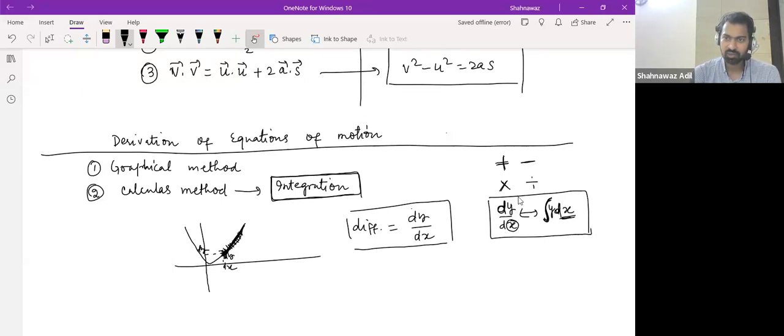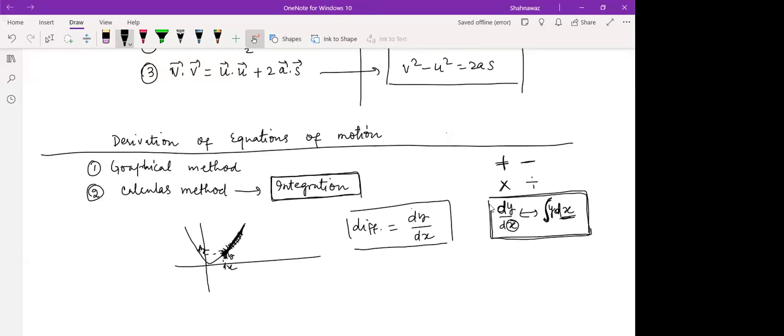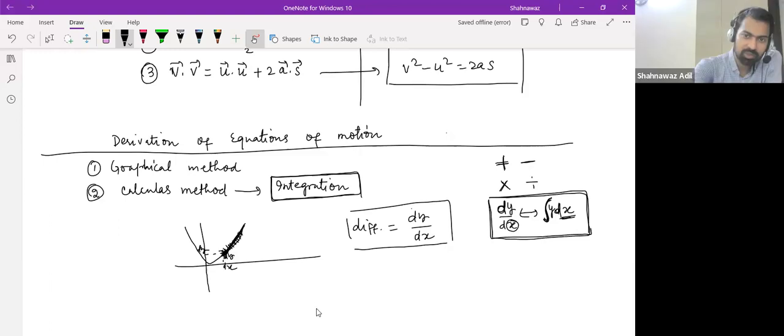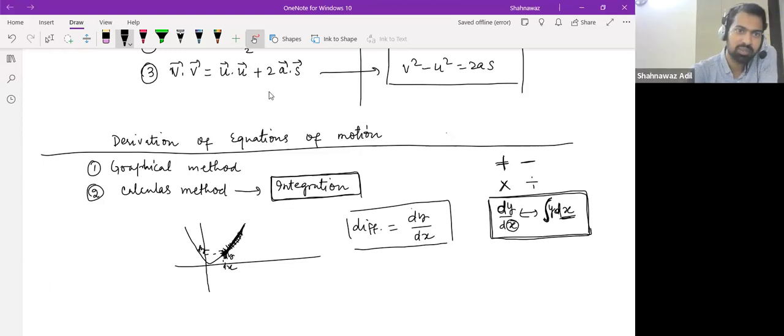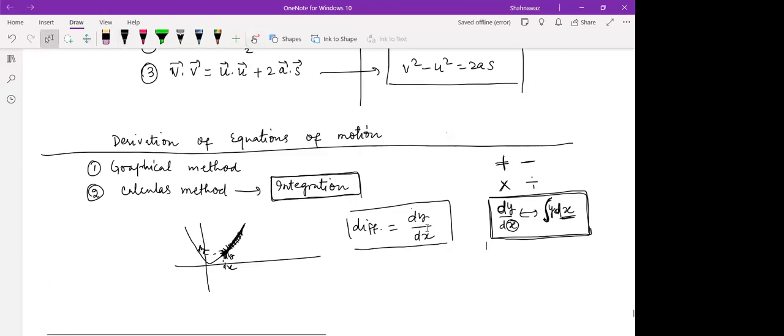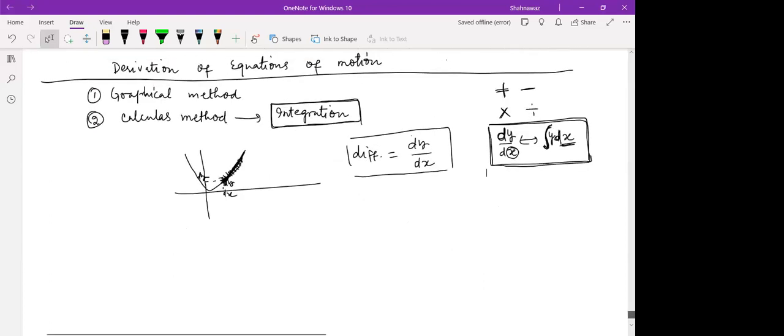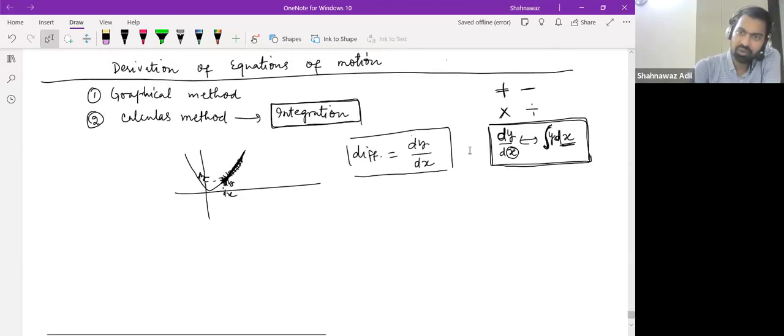Is this clear to you guys? Yes, sir. Okay. So similarly, we have the integration, which would be y equals integration f of x dx. So integration y would be, that is why I wrote y is f of x, right?